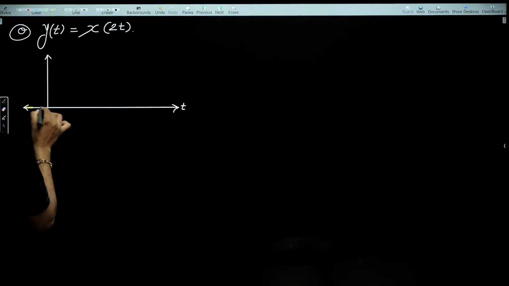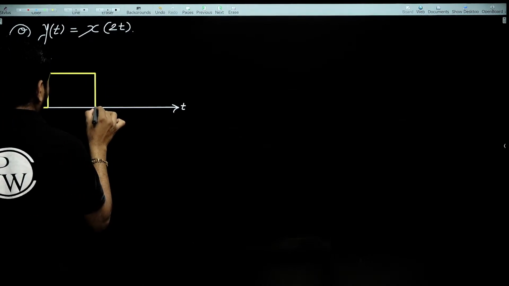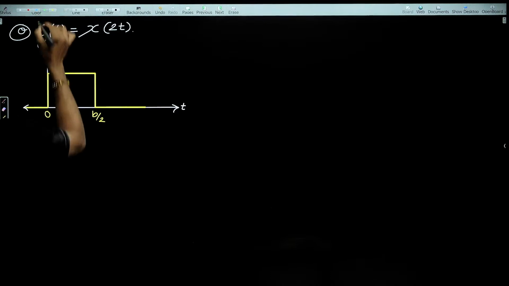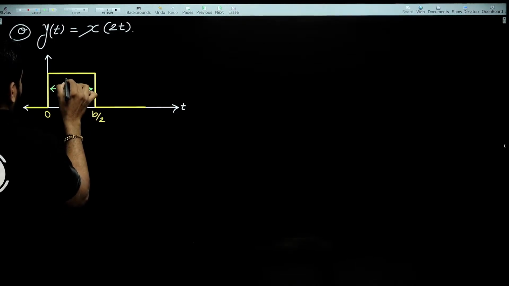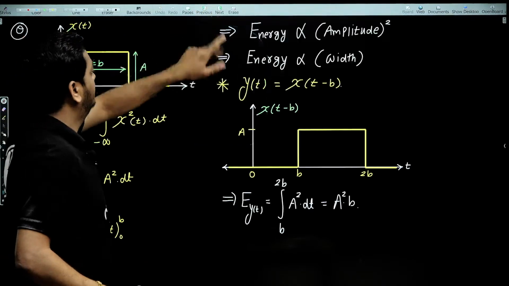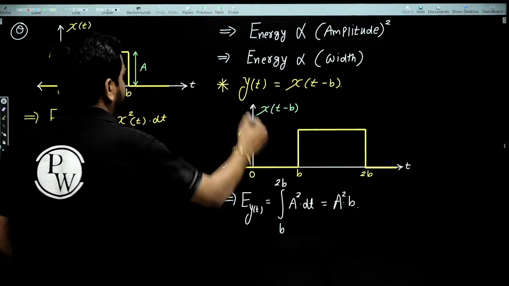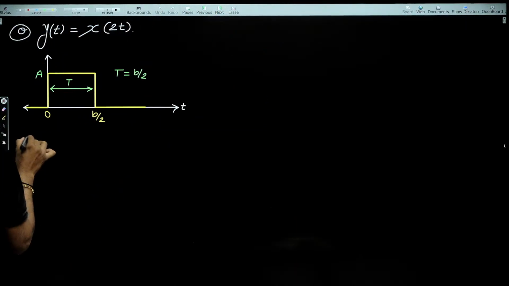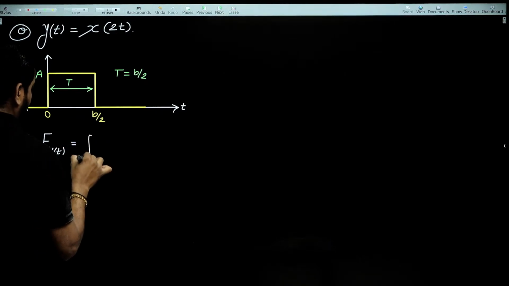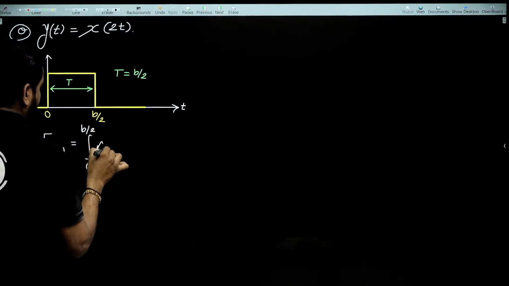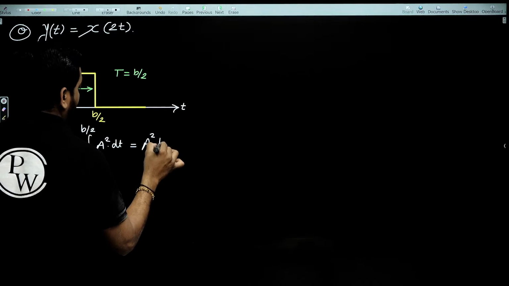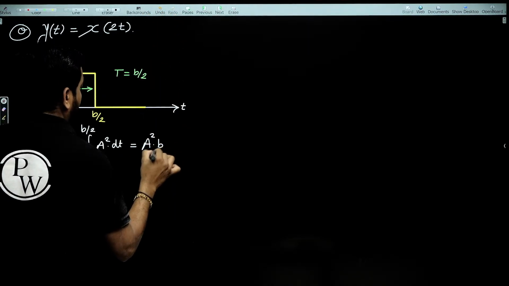Time compression we have already studied. This is 0. Now due to time compression the width becomes b by 2, guys. So there is a change in the signal width by the time scaling operation. Now the width is equal to b by 2, and you can see the energy is directly proportional to the width of the given signal. In the same factor the energy also decreases, guys. Let us calculate the energy of this y of t signal. It is nothing but the integration from 0 to b by 2 of the signal squared, so a square dt. So it will be a square into b divided by 2.